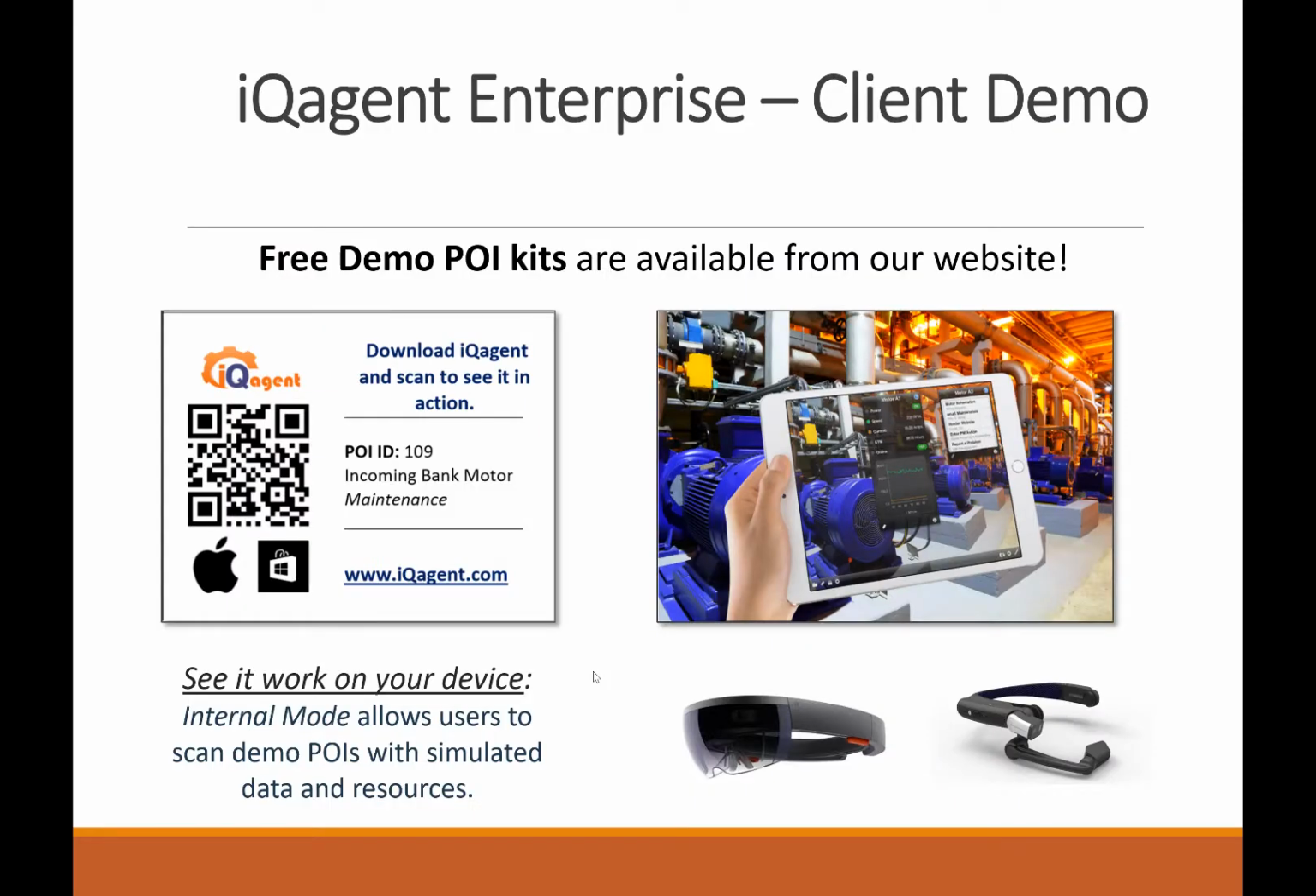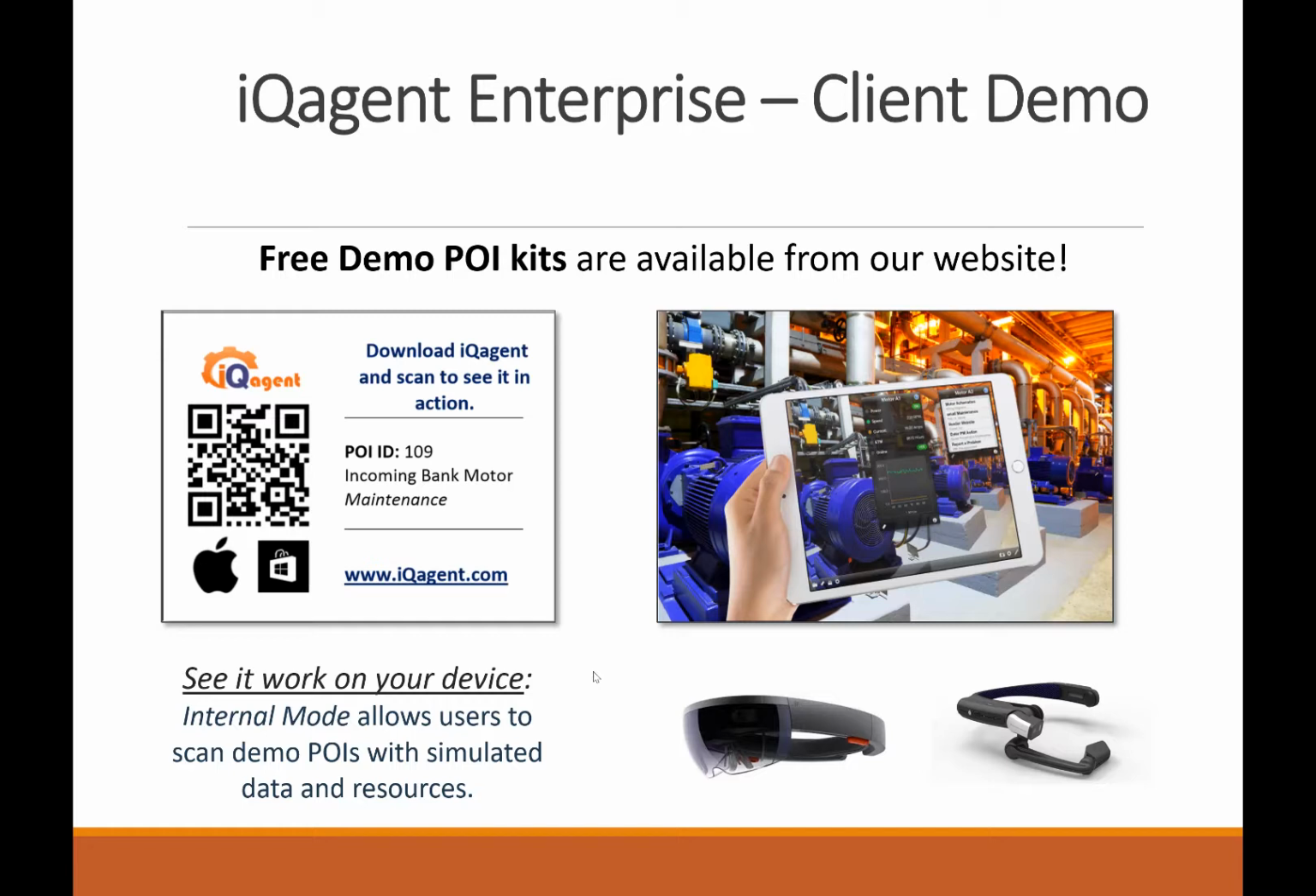So all of these clients have an internal mode, and you can see it work on your device in a few seconds. Just download it and then go to iQagent.com, request a free demo POI kit, which is basically a sheet of QR codes. Scan it with your device and you'll see points of interest just pop up. There'll be simulated data, documents, forms, and things like that, so you can kind of get a feel for what iQagent is. Now, I'm going to show you, using a live system, what iQagent looks like on different platforms.